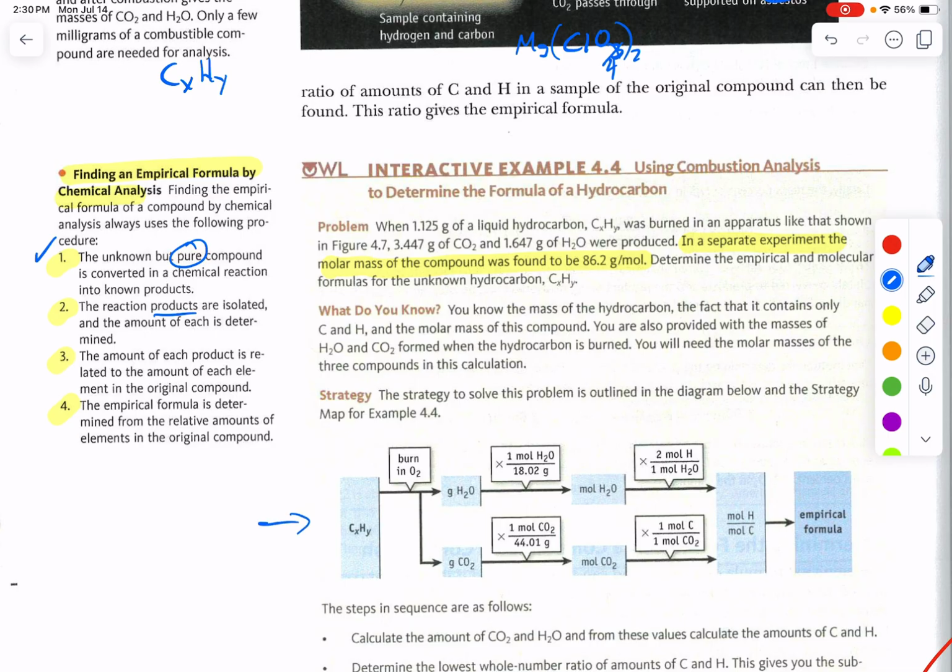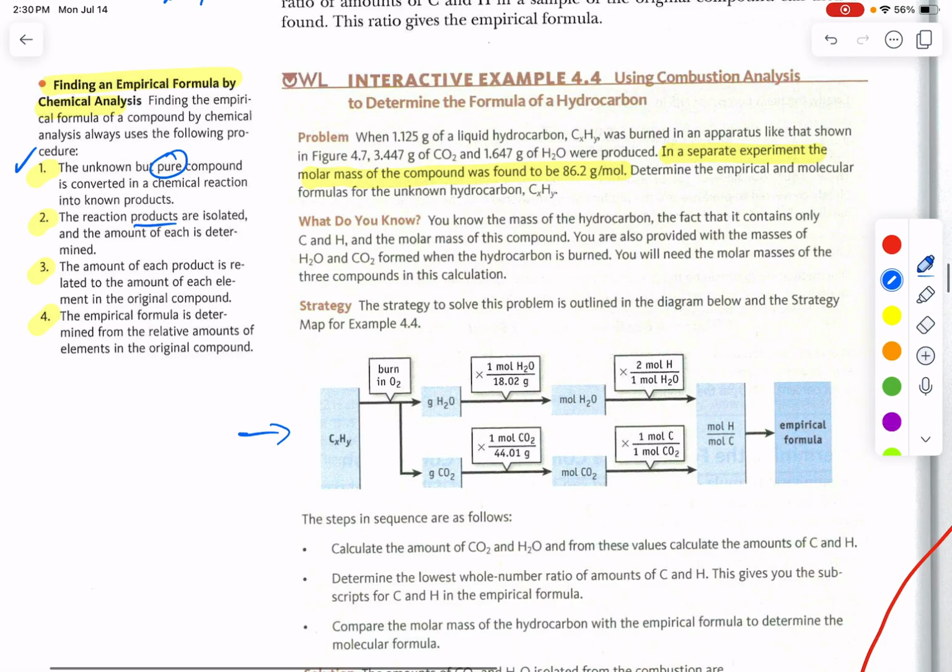Here's a schematic diagram showing the process. We burn it in oxygen, we combust it in oxygen. Here's my two products, 1, 2. Once we mass the amount of water and mass the amount of carbon dioxide, which is measuring the mass of the container before and the mass of the container after it has carbon dioxide in it. And when you get the grams of carbon dioxide and grams of water, you convert it into moles, which is done in this step right here.